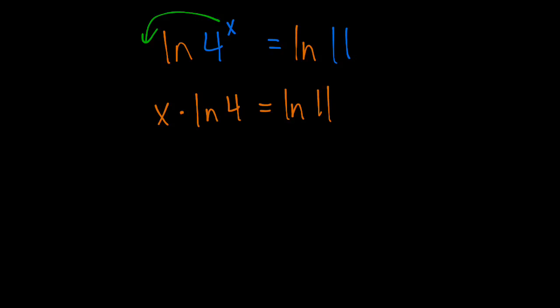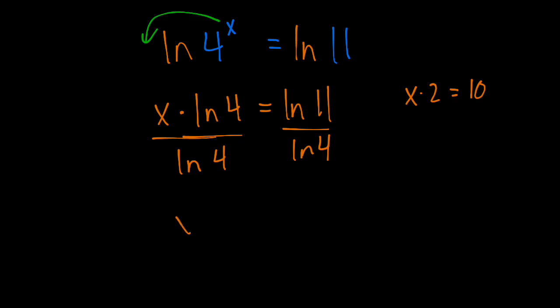And now we just have x times natural log of 4. That's just a number. So this isn't really any different than having x times 2 equals 10. Divide both sides by 2, right? So here we have x times natural log of 4. So divide both sides by natural log of 4. So x is going to equal whatever natural log of 11 divided by natural log of 4 is.